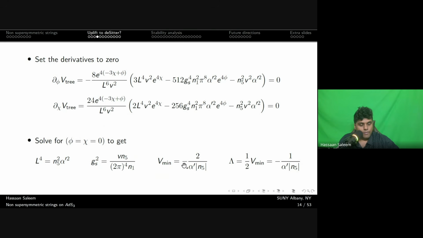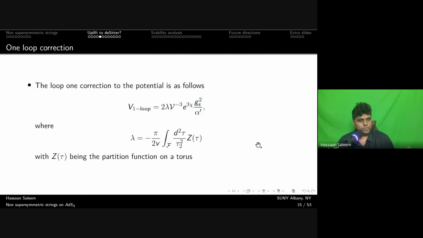So since the minimum of the potential is negative, it means that you have an AdS spacetime, and the cosmological constant in 3 dimensions is just V minimum divided by 2. So you can see that the cosmological constant is negative, which means that you have an AdS spacetime at the tree level, which was expected. Okay. Now let's add the one loop correction.